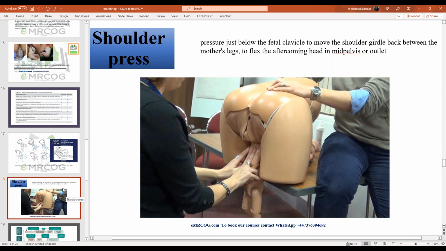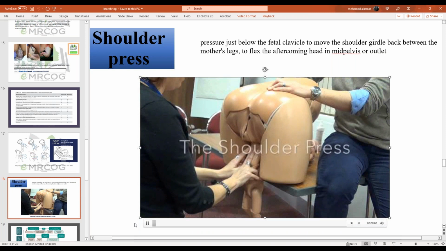Can you see this picture of the shoulder press? This is in the teaching course. Have you noticed the hand of the instructor, how she is applying the hand? And what is the definition of a shoulder press? This is pressure just below the fetal clavicle to move the shoulder girdle back between the mother's legs to flex the aftercoming head in the mid-pelvis outlet.